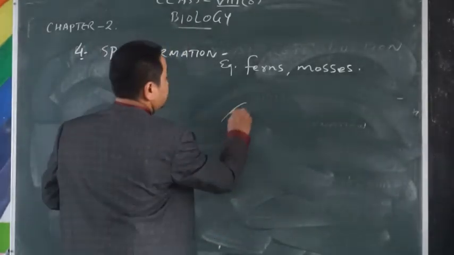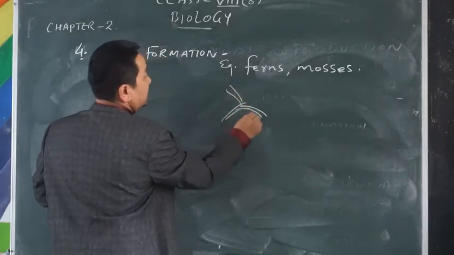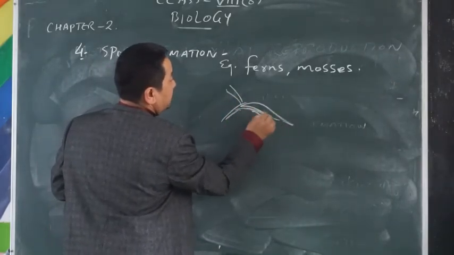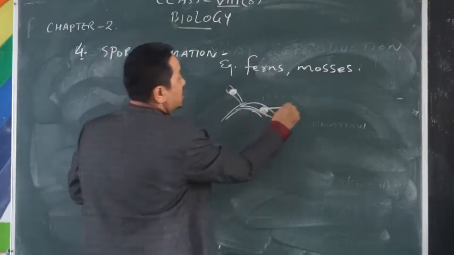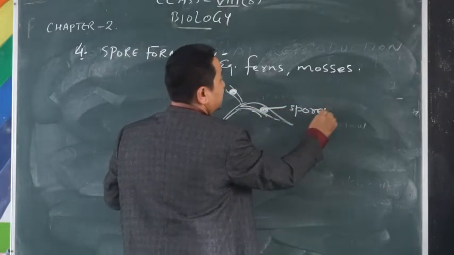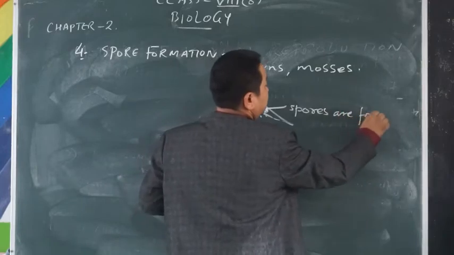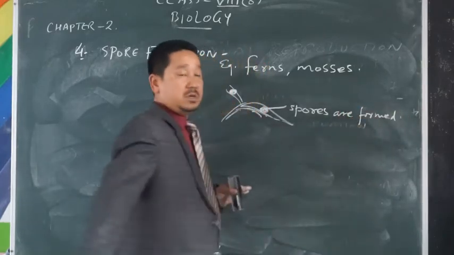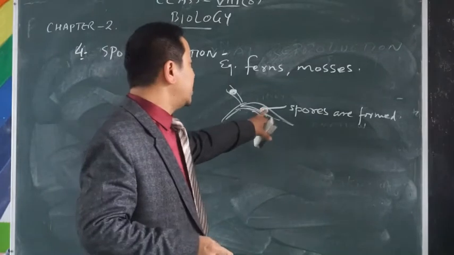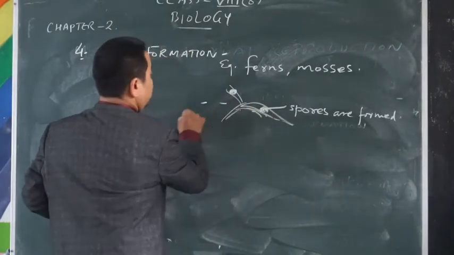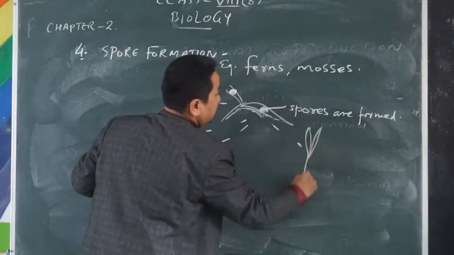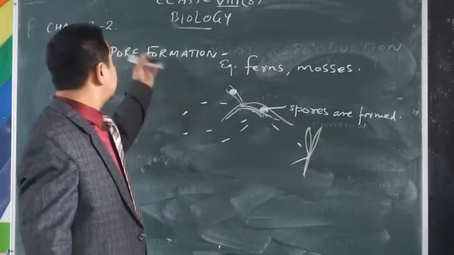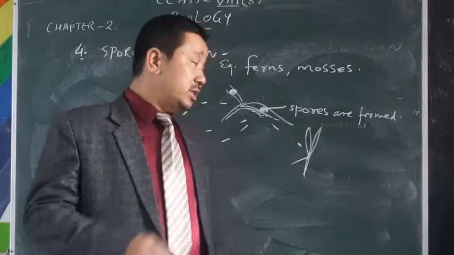Suppose these are the leaves. Here in the leaves, brown spores can be seen where the spores are formed. When the wind blows, these spores are carried to different places, and wherever they go, new plants grow. That is called spore formation.